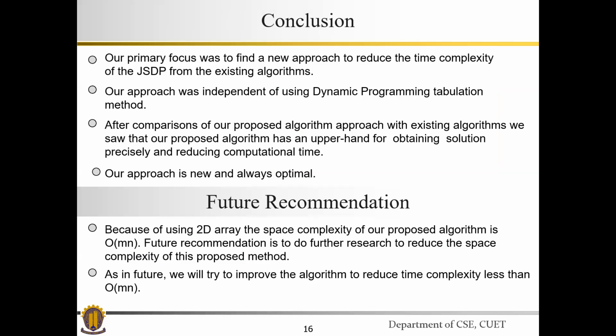Conclusion. Our primary focus was to find a new approach to reduce the time complexity of the job sequencing with deadline problem from the existing algorithms. Our approach is independent of the dynamic programming tabulation method, because our algorithm always uses an optimal solution in each step, and always gives the correct solution because each step is optimal. After comparing our proposed algorithm with the existing algorithms, we saw that our proposed algorithm has an upper hand in obtaining the solution and reducing computational time. Our approach is optimal.